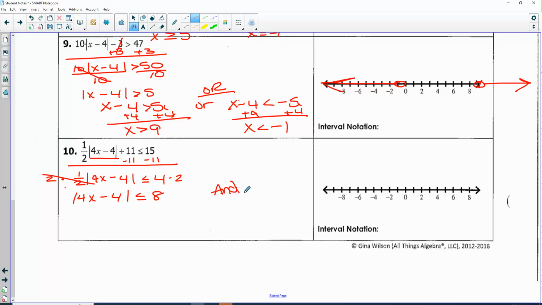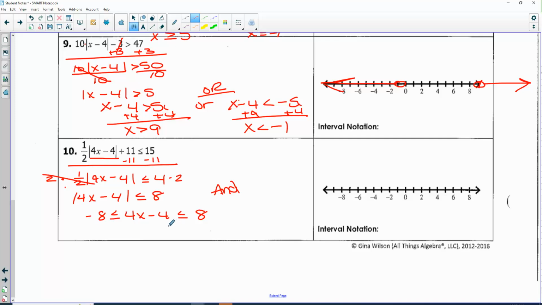When we set up an and, we make one big inequality. We keep the 4x minus 4 is less than or equal to 8. But Riley, what else do I need? Yeah, just like we did on all the others. So you guys might need to keep your notes out when you're doing the homework today. When it's an and, we put it in between the positive and the negative.